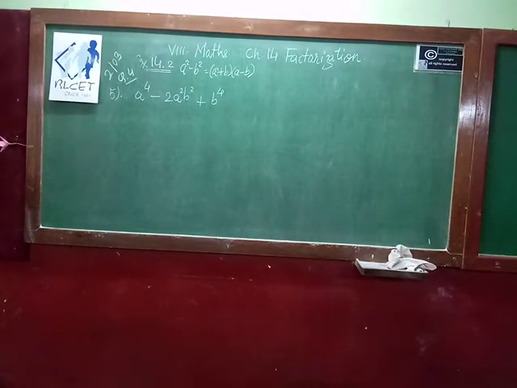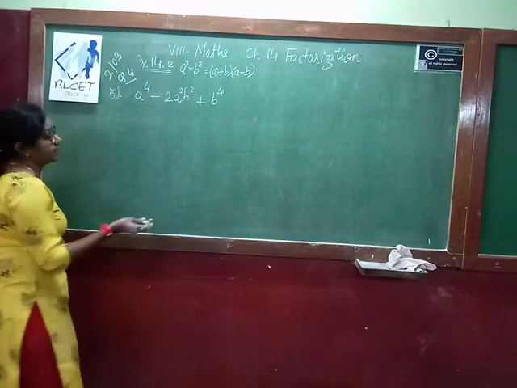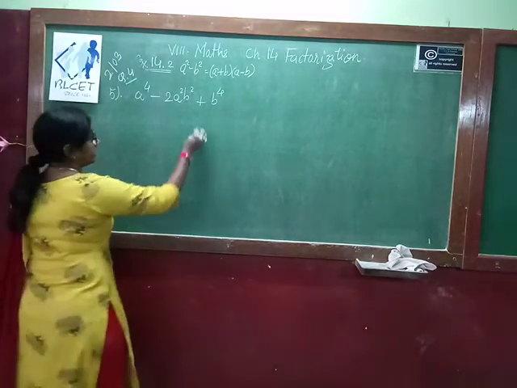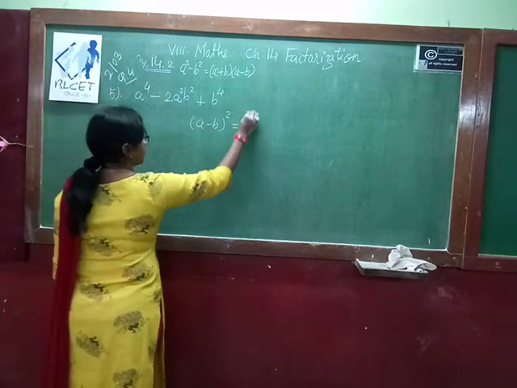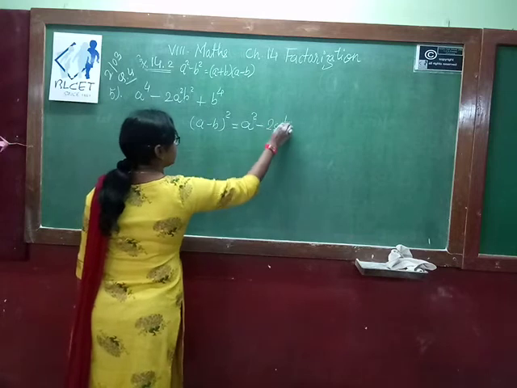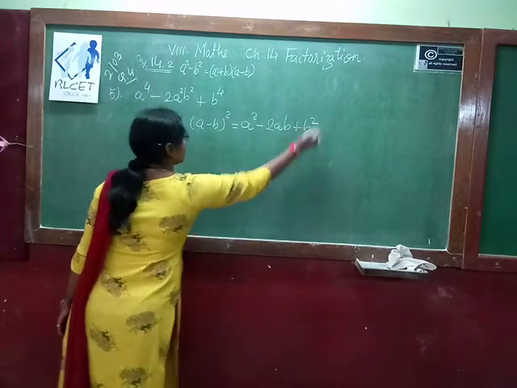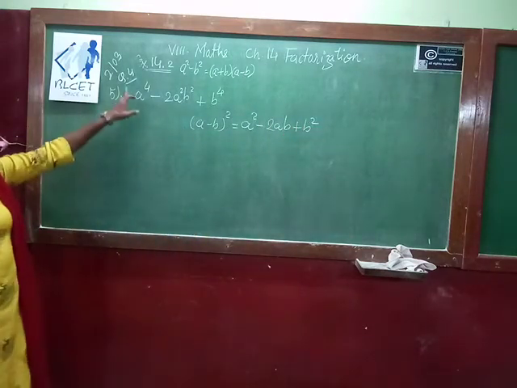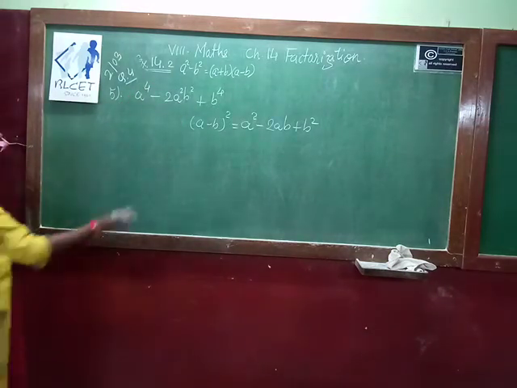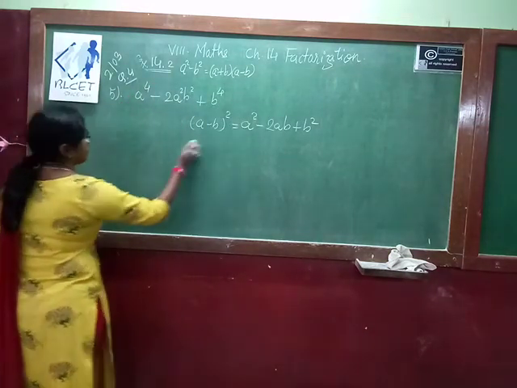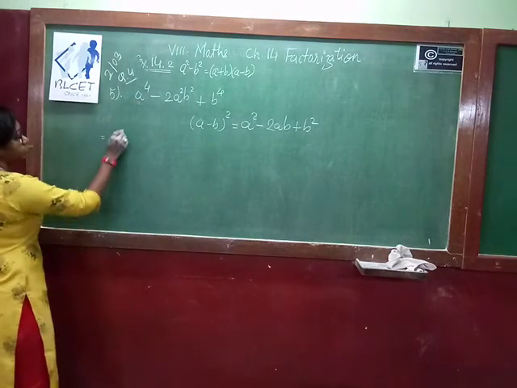Now see the fifth question. a power 4 minus 2a square b square plus b power 4. So here we have to apply the second identity, that is a minus b whole square is equal to a square minus 2ab plus b square. So here everywhere you have a power 4, b power 4, so we have to convert in terms of square. So first term square, we have to write the square root of this. So what we can write?